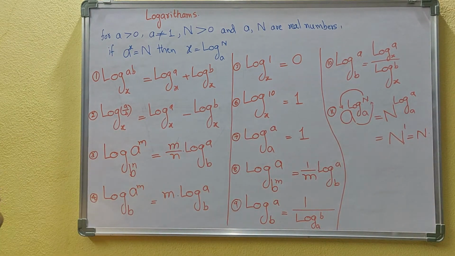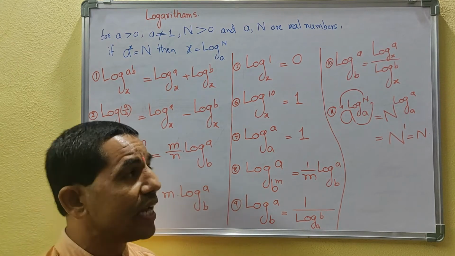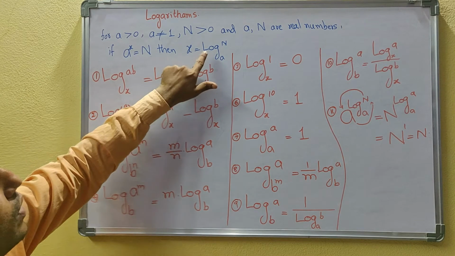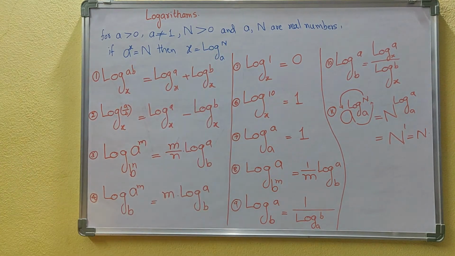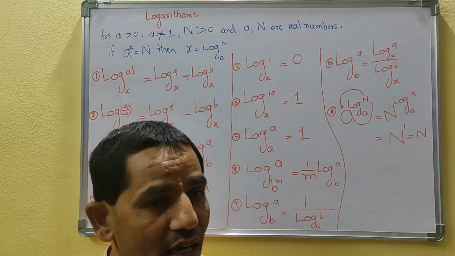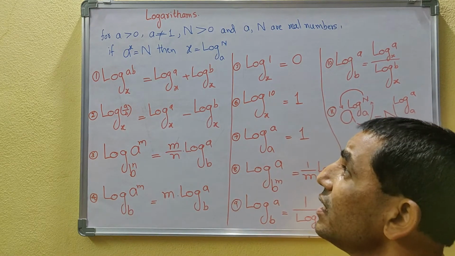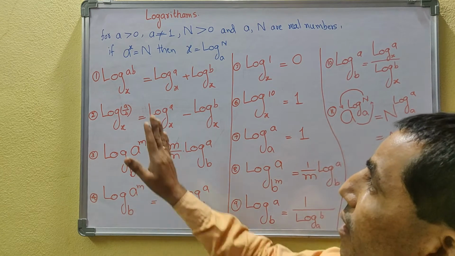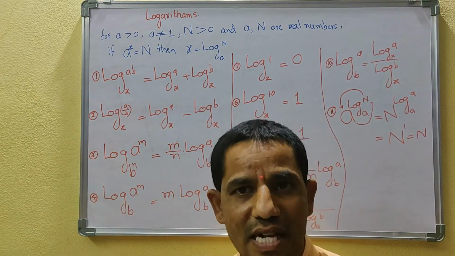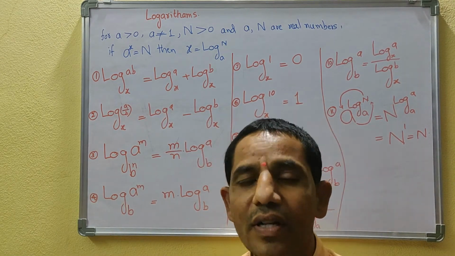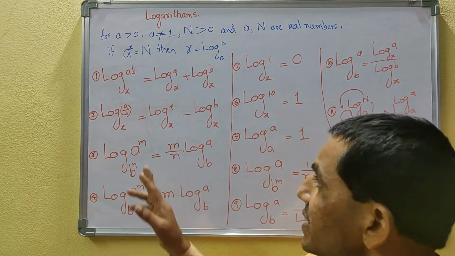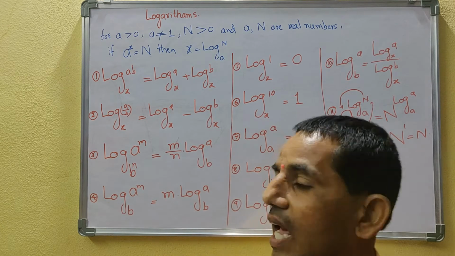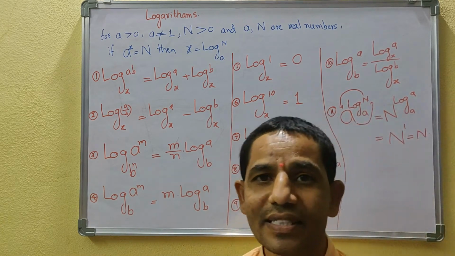If a to the power of x is equal to n, then x is equal to log n to the base a. This is the definition of the logarithm. Now the formulas. Log AB is equal to log A plus log B. Next, second one, log A by B is equal to log A minus log B.